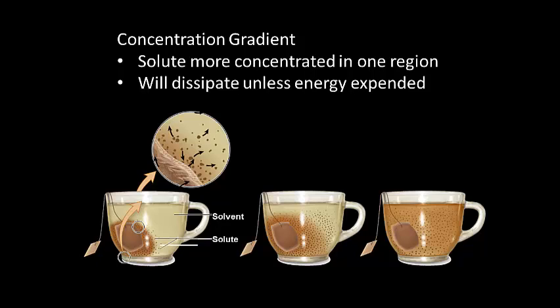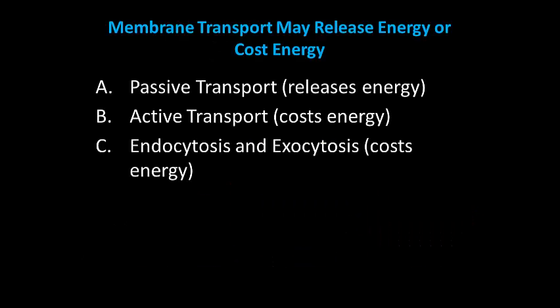So all forms of transport across membranes involve gradients, and there's several ways in which cells can actually move substances across gradients. The three we're going to specifically be looking at are passive transport, which requires the release of energy, active transport, which requires an energy cost. You actually have to use energy for that to occur, and endocytosis and exocytosis, which also require energy for them to occur.